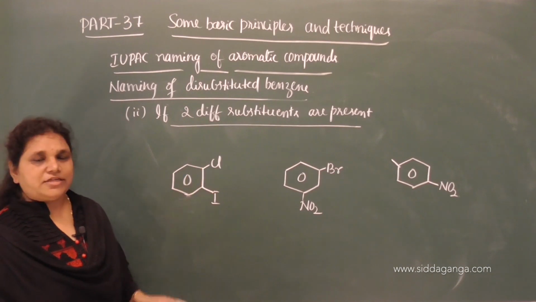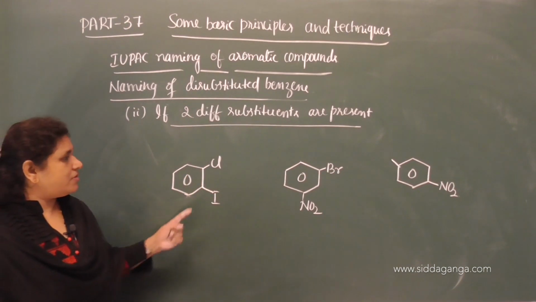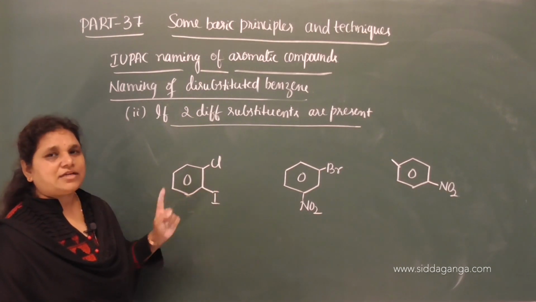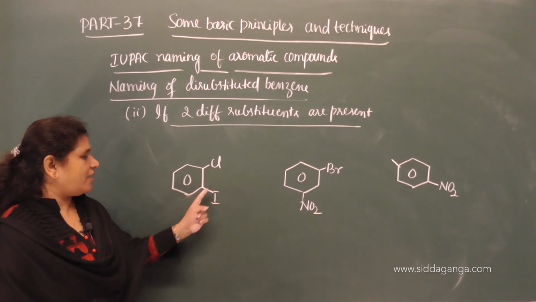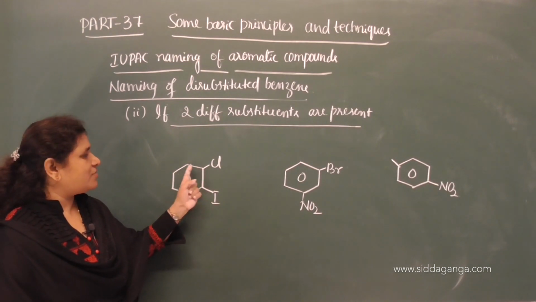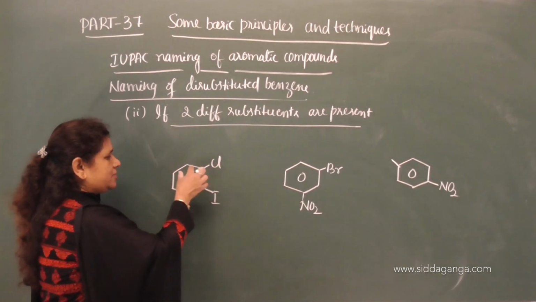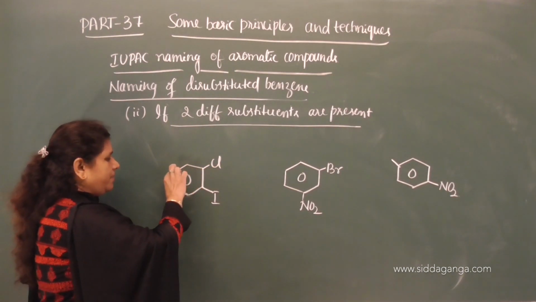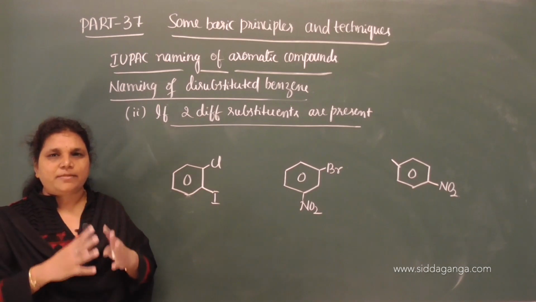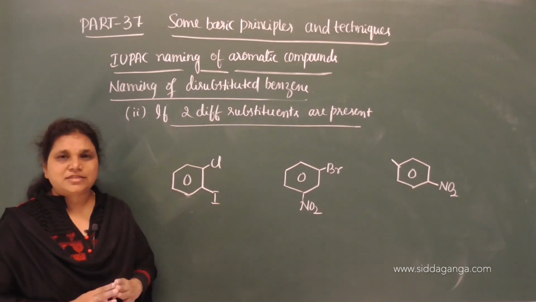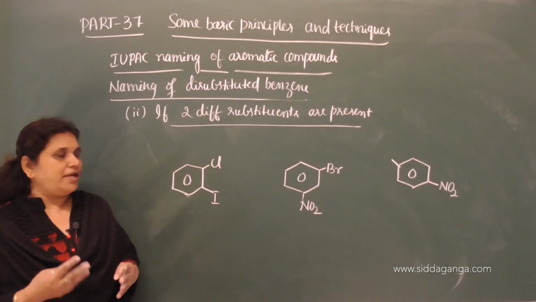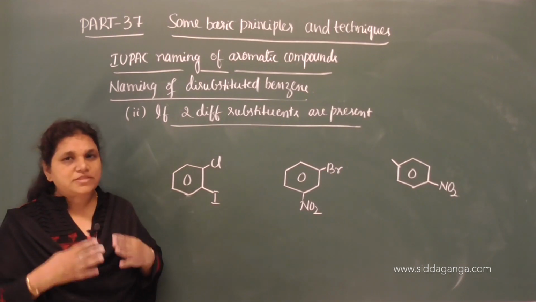Clear? So, now let us move on to the naming of these compounds. Chlorine is there, iodine is there, correct, and these two are on the adjacent carbon atoms. So, it should not be on only these two carbon atoms. These two substituent groups may be on these two carbon atoms, may be on these two, may be on these two. Just you have to look at whether they are on adjacent carbon atoms. Yes, if they are on adjacent carbon atoms, then it is ortho position. If it is on alternate carbon atoms, then it is meta, and if it is on opposite carbon atoms, then it is para.